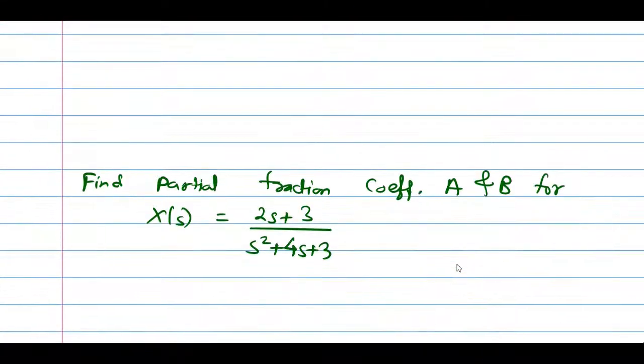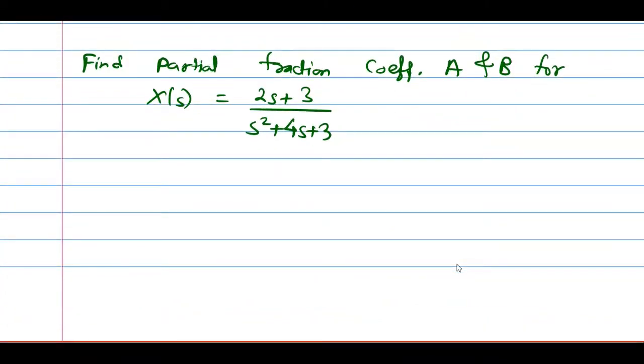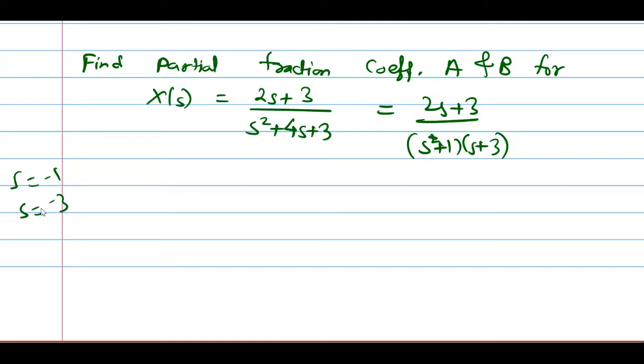Next question, find partial fraction coefficients A and B for x of s equal to 2s plus 3 upon s square plus 4s plus 3. Here you should be careful in calculating the factors of the denominator. So this can be written as 2s plus 3 upon s plus 1, s plus 3. The factors you can get from the calculator. Calculator will give you s equal to minus 1, s equal to minus 3. That means s plus 1, s plus 3 are the factors. So this can be written as A upon s plus 1 plus B upon s plus 3. So we have to calculate the values of A and B.